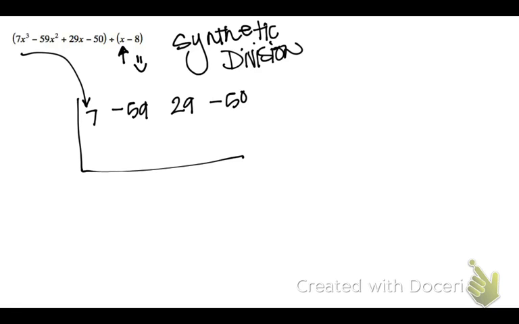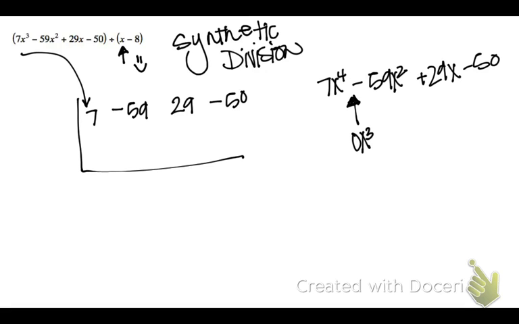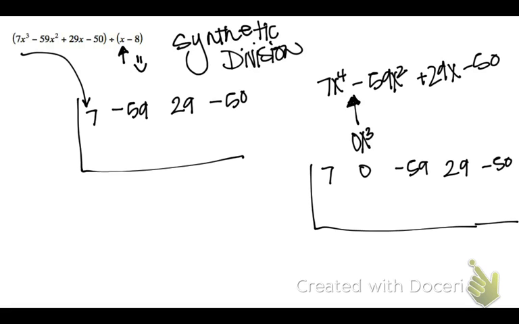If there was a missing exponent, so say that we were dividing 7x to the 4th minus 59x squared plus 29x minus 50. Notice how there wasn't an x cubed there? Well, if you're missing something, you have to put in a 0. In this case, we're not missing anything, but if we were, this would have been like 7, 0, negative 59, 29, and negative 50. But for this one, we weren't missing anything, so I'm just going to erase this.